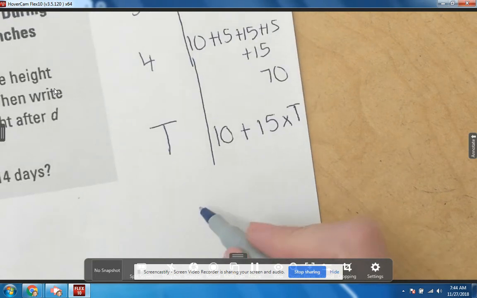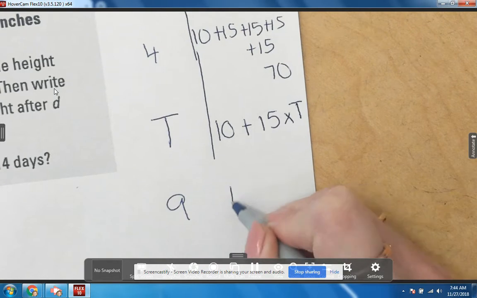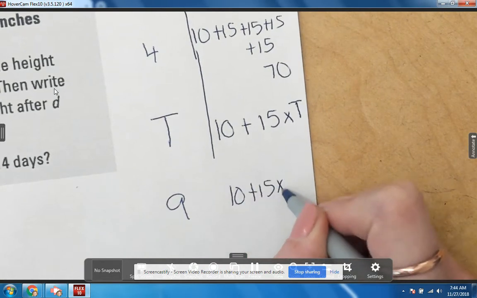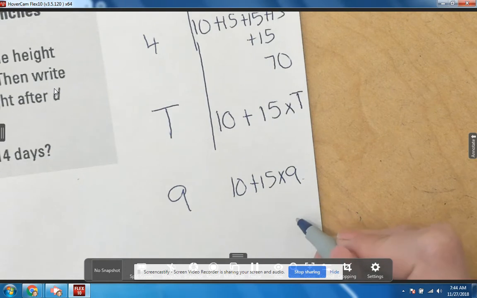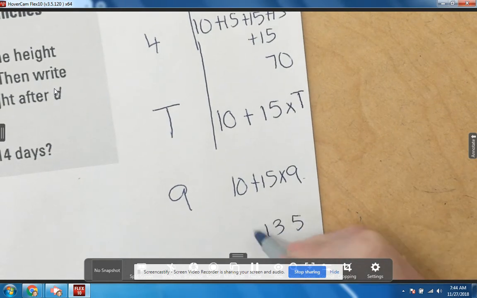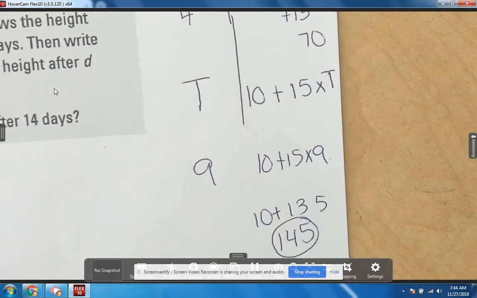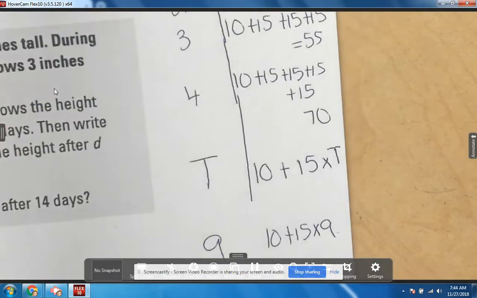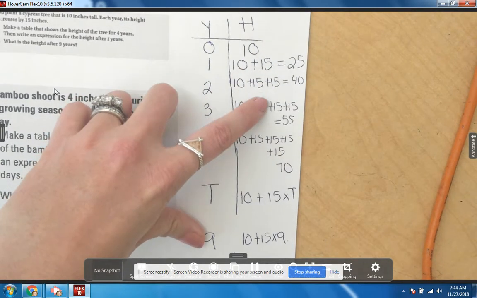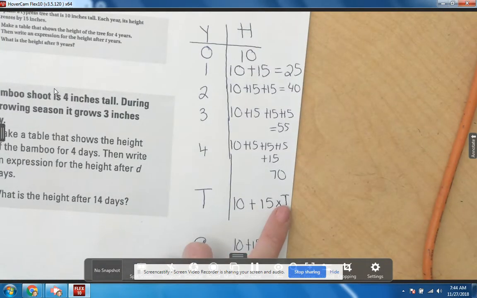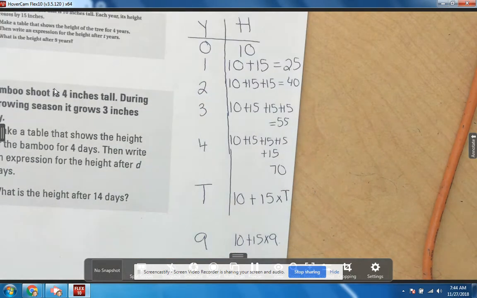So if we want to figure out how tall it will be in 9 years, we would do 10 plus 15 times 9, which we would do with order of operations. So we would do 9 times 15. So that is 135 plus 10. So in 9 years, it would be 145 inches tall. Okay, so I wrote out all of the work just to help us discover what the rule was. We're repeatedly adding 15, which is the same thing as multiplying by 15. And we're adding 10 because that's what it originally was when we first bought the plant.